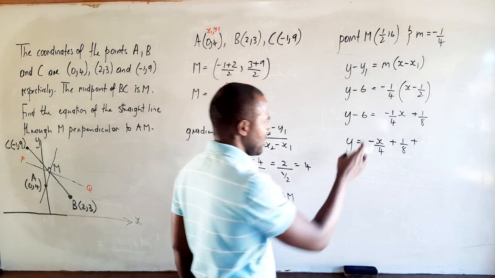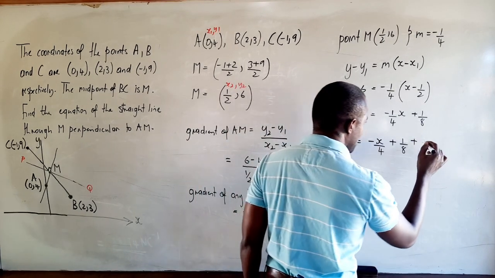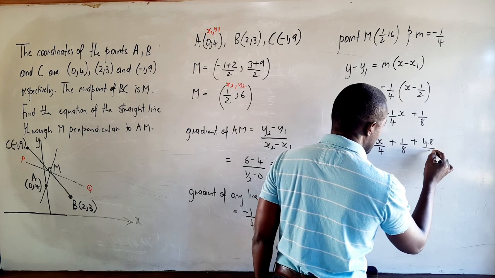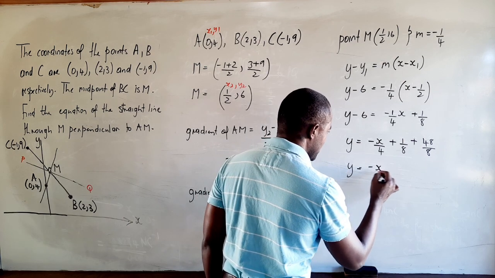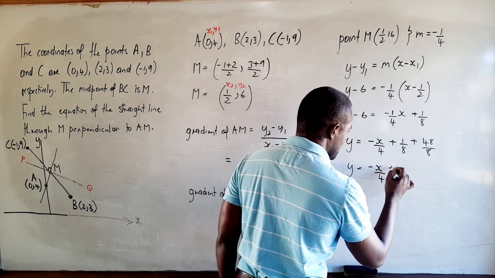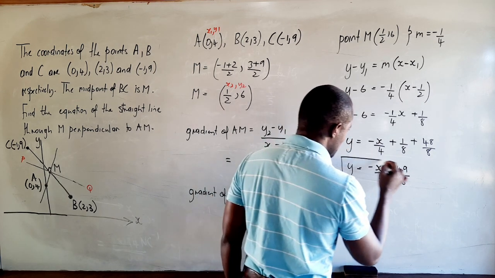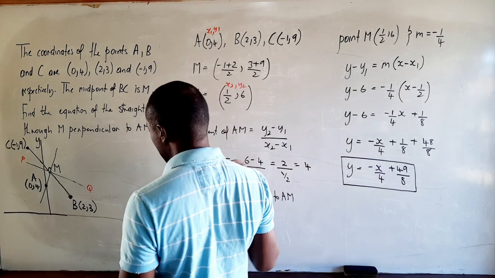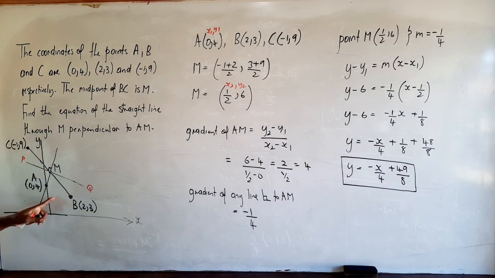But of course, 6 can be expressed as a fraction with a denominator of 8. And that fraction, of course, would be 48 over 8, right? And so this becomes y is equal to minus x over 4 plus 49 over 8. And this is the equation of the line that we're asked to find. So this, of course, is the equation of the line which passes through M and is perpendicular to AM, where M is the midpoint of the line BC.